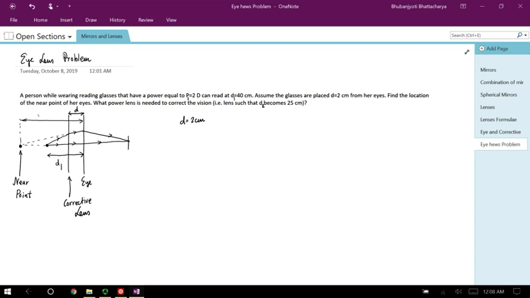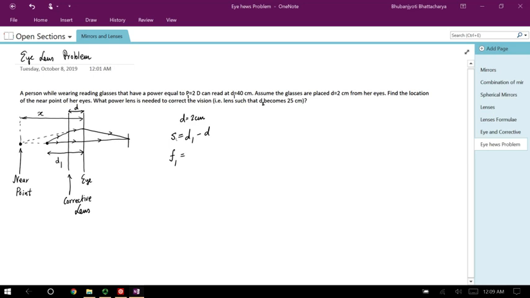Okay, this is our x that we are interested in. So d equals 2 centimeters. Now looking at this picture, we can tell for the corrective lens, the object distance, which is s, is equal to, the object is in front of the lens, so that's a positive quantity. It's going to be equal to d1 minus d. And the focal length is, of course, given. So f1, we'll call that f1. Let's call this s1. s1 is equal to d1 minus d.